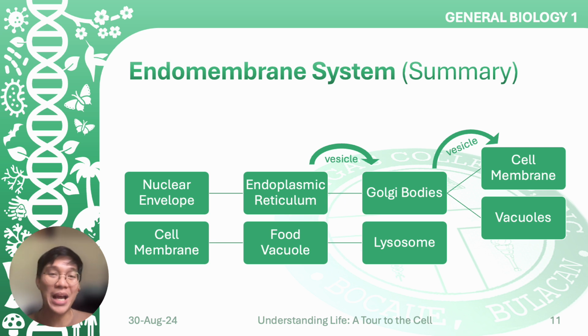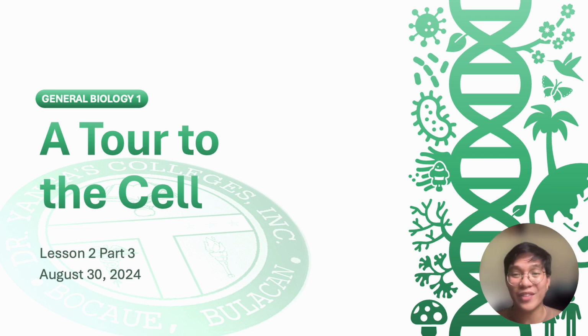But sometimes, your endomembrane system can also start from the cell membrane when it has to intake something. So, for example, your cell membrane will have to ingest a food material, and it will be locked inside a food vacuole, which will be later digested by your lysosome. Okay? So I hope you get these points on how different parts of the cell interact with each other so that they can process the needed substances for us to survive. And that ends our second part of the lecture.